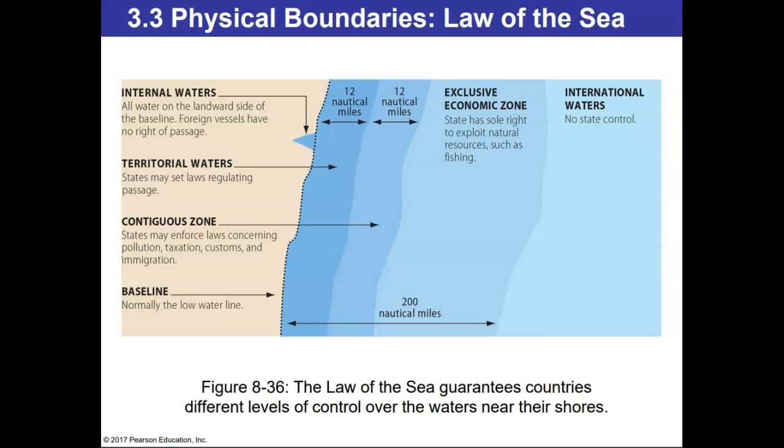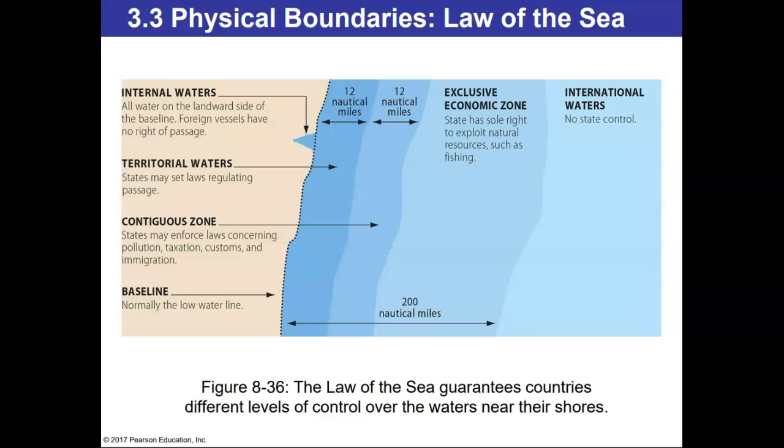Now, there are three types of water boundaries. Now, the first category that you see here indicates internal waters. Keep in mind, that is separate from boundaries because internal waters are inevitably part of the territory within that state or country. So all water on the landward side of the baseline, we know that that state has authority over, and foreign vessels have no right of passage.